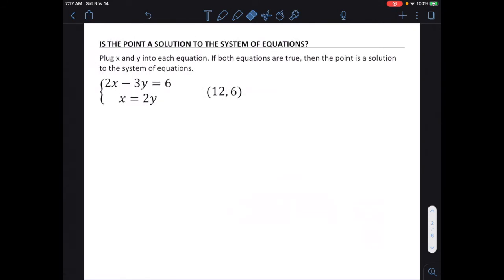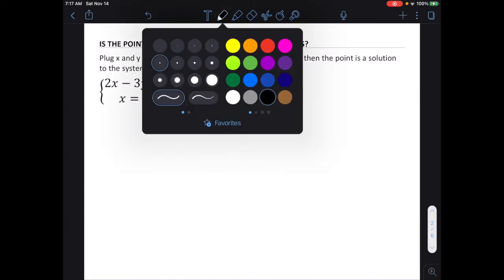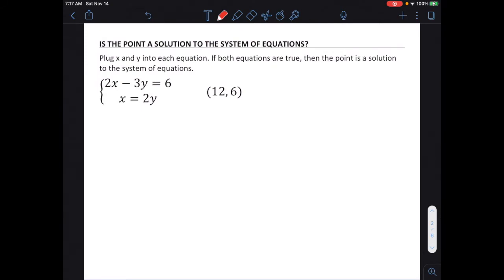All right, the first thing we have to do is be able to determine if a point is a solution to a system of equations. And the simplest way to do it is to just take the point and plug it into each one of the equations. And if both equations end up being true, then we know the point is a solution to the system of equations. And I'll show you what I'm talking about just by doing this one.